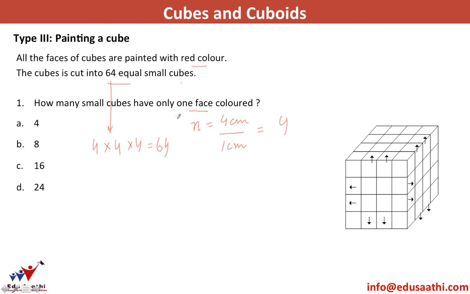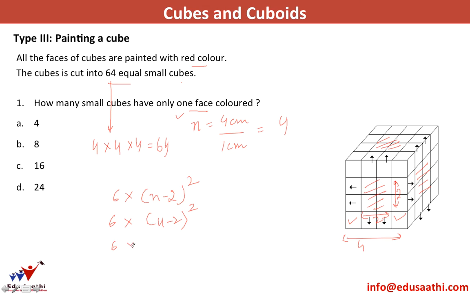What is the formula for one face colored? It is, I have 6 faces into n minus 2 whole square. This is basically these 4 cubes here. This side is 4. I leave out this cube and this cube. This gives me 2 and this gives me 2. And this will occur on every face, like this. These 4 cubes here, these 4 cubes here. So I have 6 faces and n minus 2 whole square. So 6 into 4 minus 2 square.